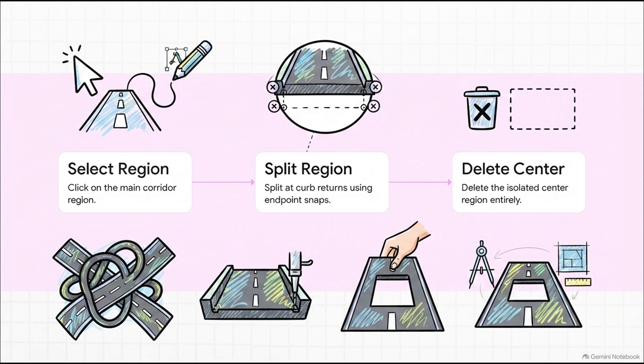No way. To build an intersection professionally, you actually have to tear a precise hole right in the existing road. We do this by selecting our main corridor region, splitting it exactly at the curb endpoints using snaps, and then completely deleting that centerpiece to open up space. We are basically carving out a literal blank canvas right in the middle of the highway.